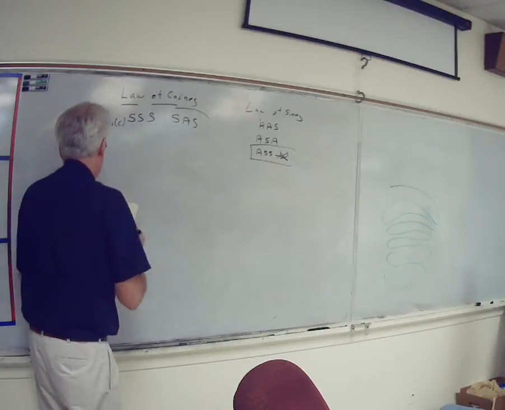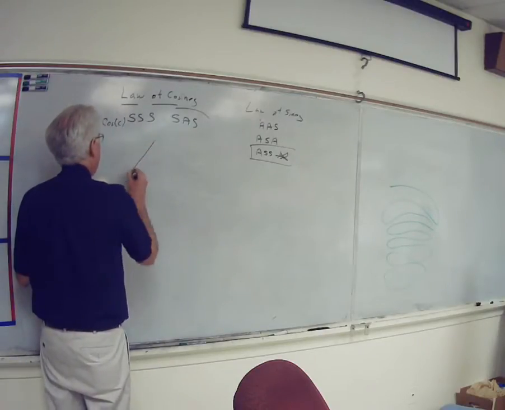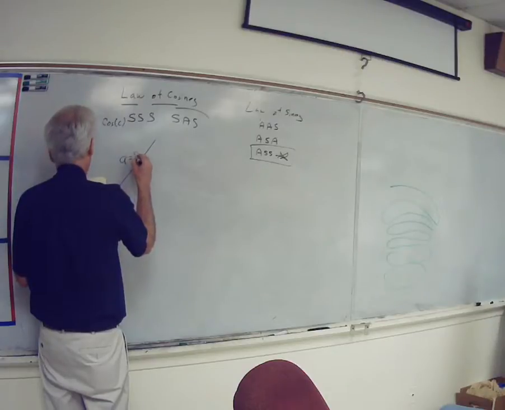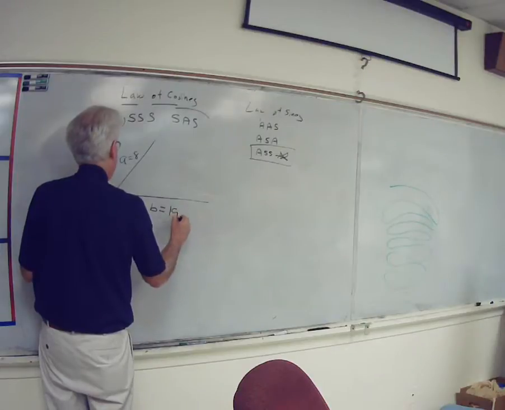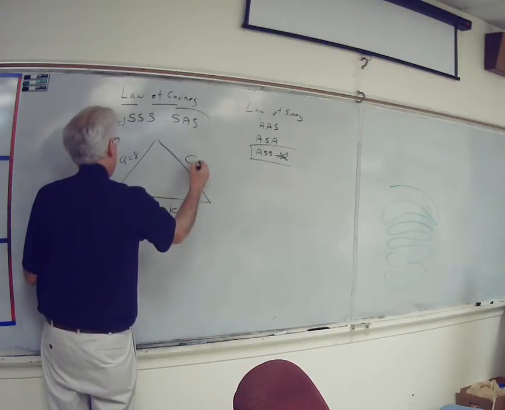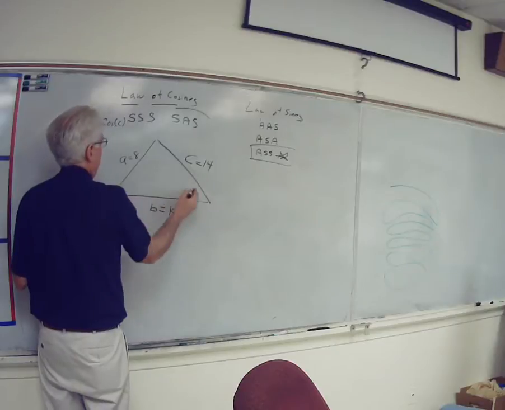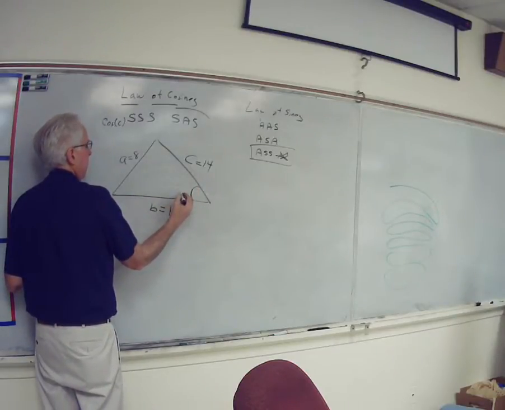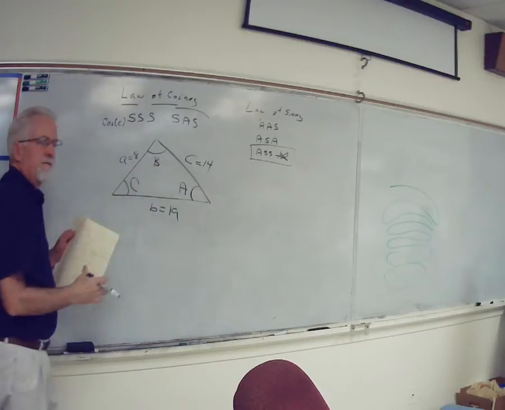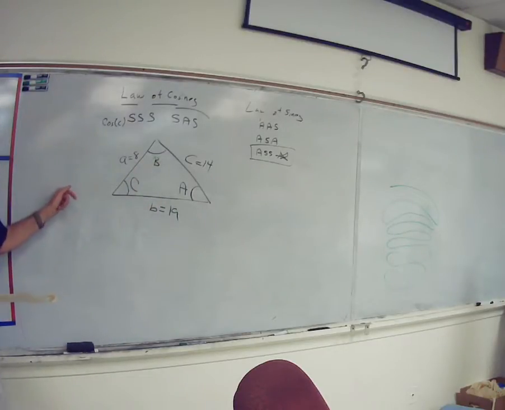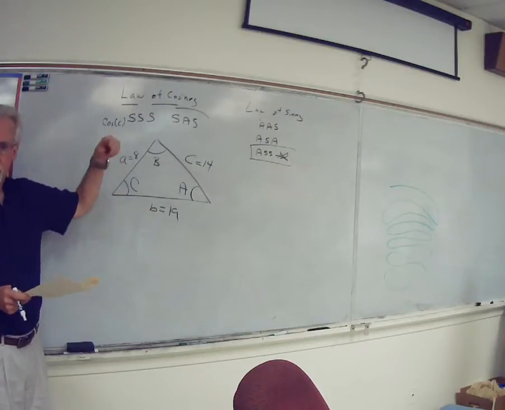Let's think about this. So let's say that I gave you A is equal to 8, B is equal to 19, and C is equal to 14. This would be angle what? Big A, big C, big B. So what kind of triangle is this, Catherine? One that you can solve with side, side, side. Side, side, side. Yes.